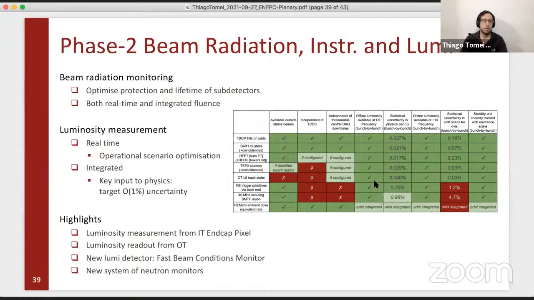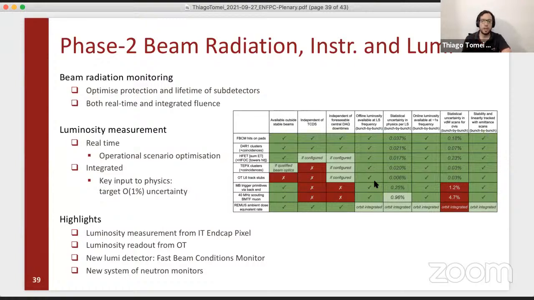We are also going to measure the luminosity. We always do, but now we are upgrading the system. And we are going to measure both in real time in order to optimize the running scenarios, but also the all-important number, which is the integrated luminosity. That's a key input to all the physics we do. So here we're targeting another 1% uncertainty.